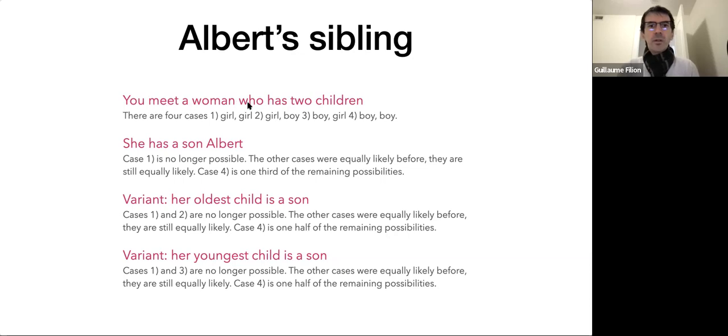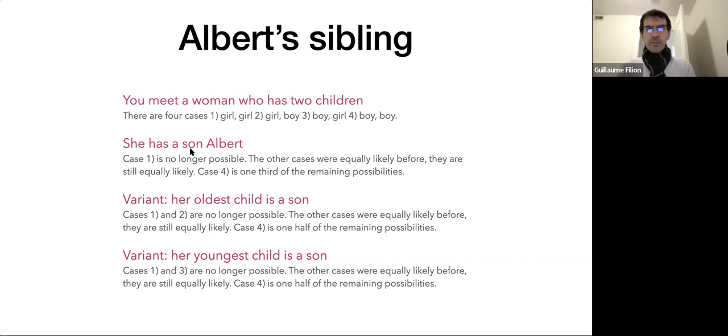So you meet a woman who has 2 children. At that stage, what you know is that there are 4 possible cases, right? Either she had a girl and then a girl, or a girl and then a boy, or a boy and then a girl, or a boy and then a boy. And this is perfectly symmetric. Everybody will agree with that. So you have 4 cases, equally likely, even though the probability of a boy being born is slightly higher than that for girls. Let's consider that this is all equally likely.